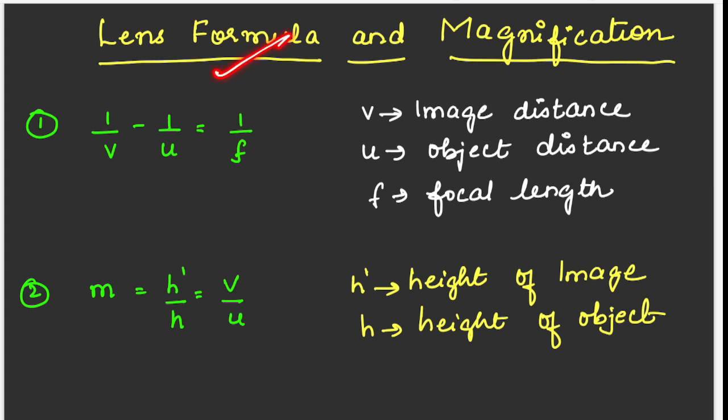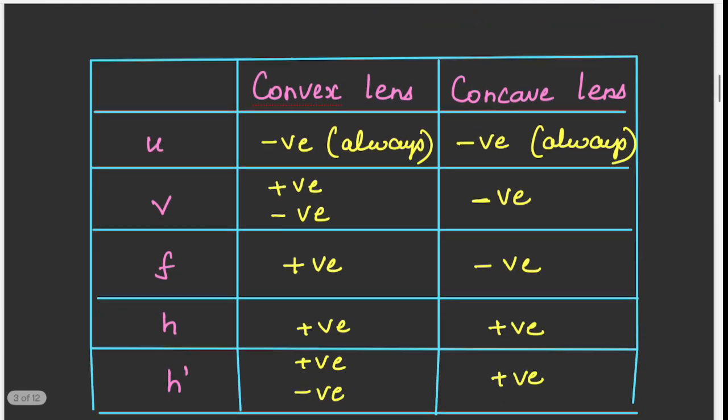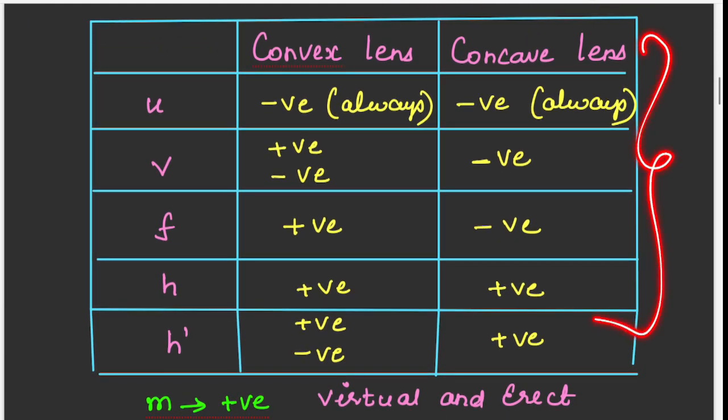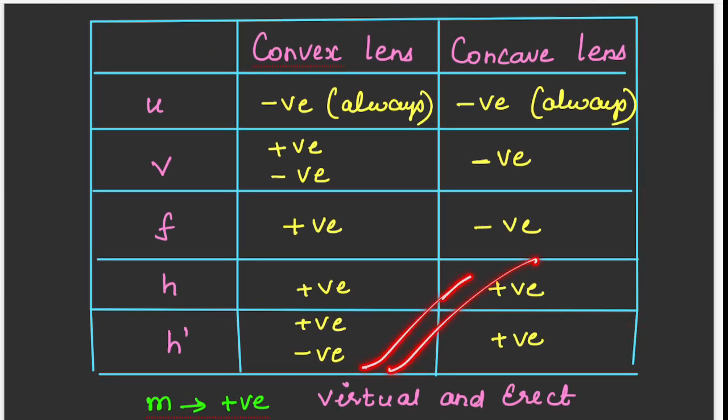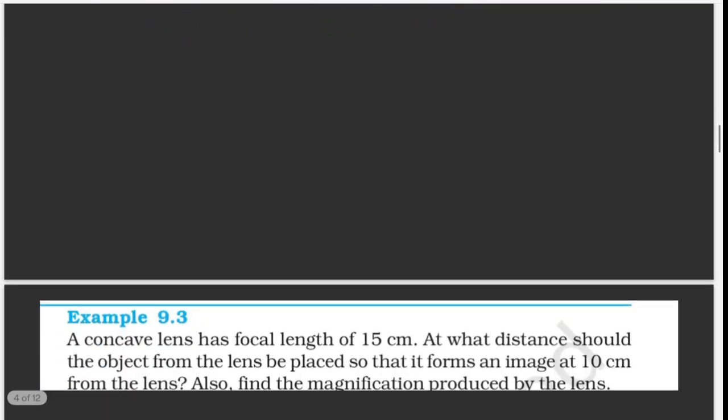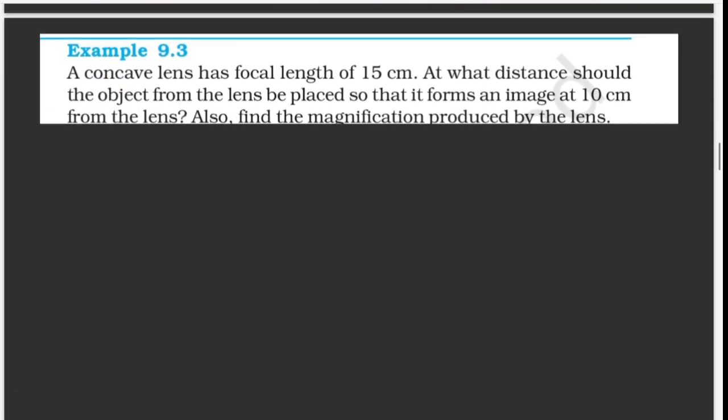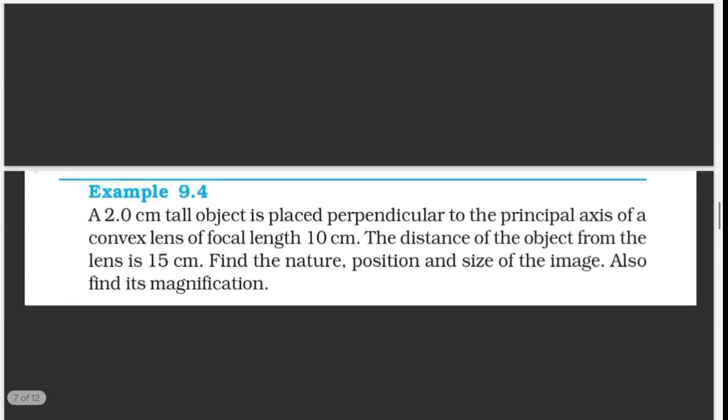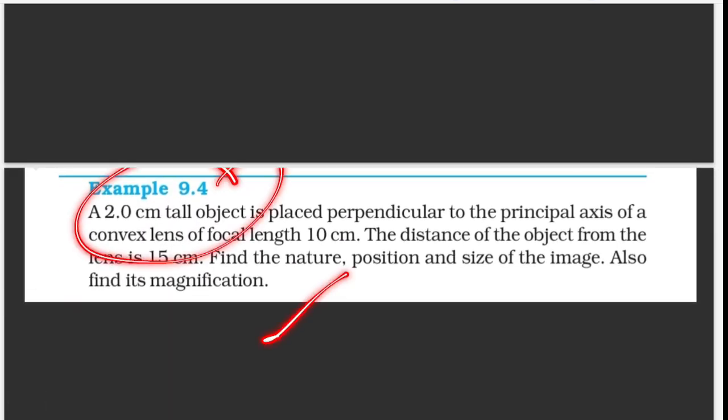In this video we are going to learn the lens formula and magnification. There are two formulas. We are going to learn these two formulas and also a very important table, the sign convention table, and then we are going to solve two numericals, that is, examples from the NCERT textbook 9.3 and 9.4 in this video.